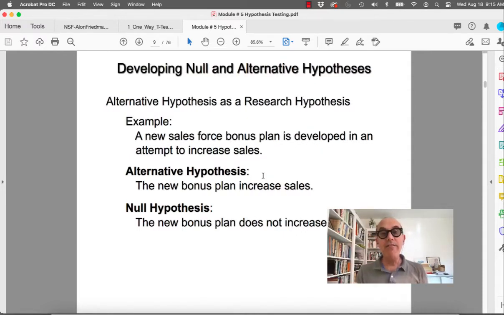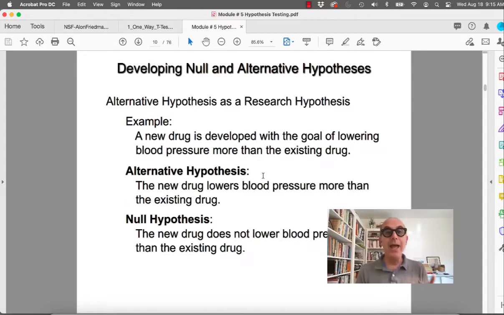The idea of developing the alternative research hypothesis is, for example, a new sales force bonus plan is developed in an attempt to increase sales. So again, the alternative came first, and in this case, the new bonus plan increases sales. The null hypothesis: the new bonus plan does not increase sales. And those are examples of it. Look at those examples and see if it makes more sense.